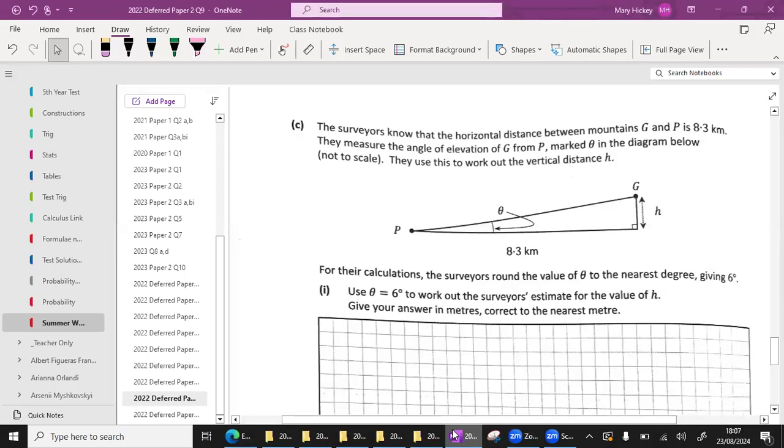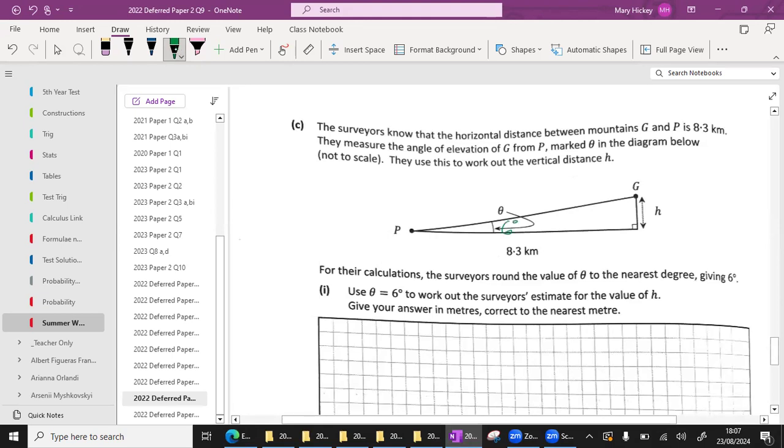2022 deferred question 9, part C. The surveyors know that the horizontal distance between the mountains G and P is 8.3 kilometers. They measure the angle of elevation of G from P, marked theta in the diagram below, not to scale, so you can't measure it. They use this to find out the vertical distance h. For their calculations, the surveyors round the value of theta to the nearest degree, giving 6 degrees. So when they're doing their calculations, they're using theta to be 6 degrees.